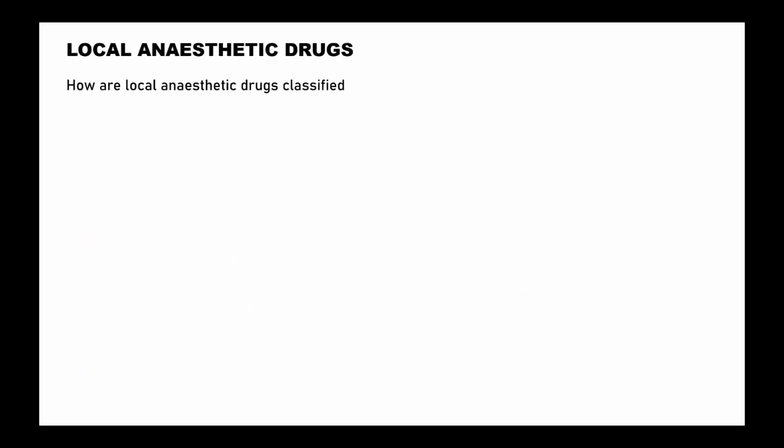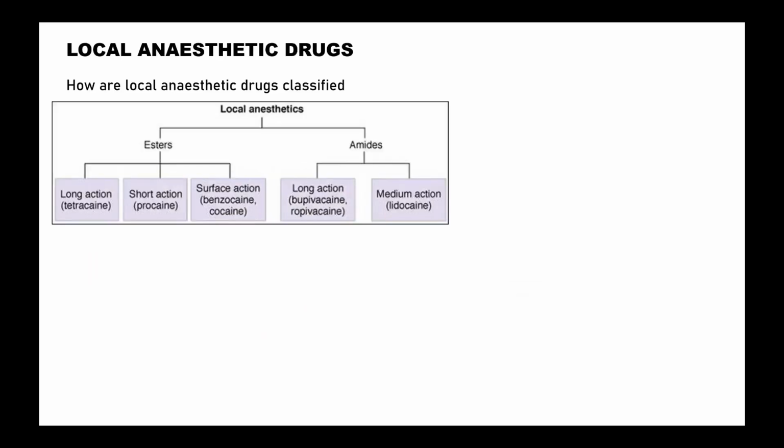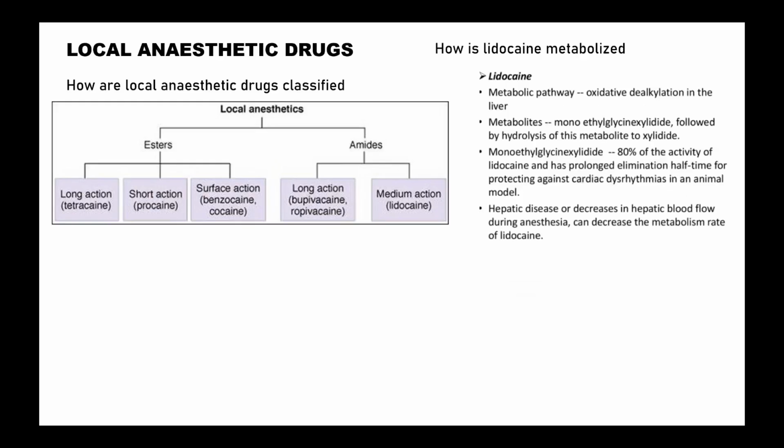Coming to local anesthetic drugs. How are local anesthetic drugs classified? Amides and esters. Examples are... And how is lidocaine metabolized? Liver, sir. It's metabolized to xylidine. Metabolic pathway: monoethylglycinexylidide, followed by hydrolysis to xylidine ultimately. It has active metabolites and prolonged elimination time. Hepatic diseases or decreased hepatic flow increases the duration. So it is mainly metabolized in the liver.